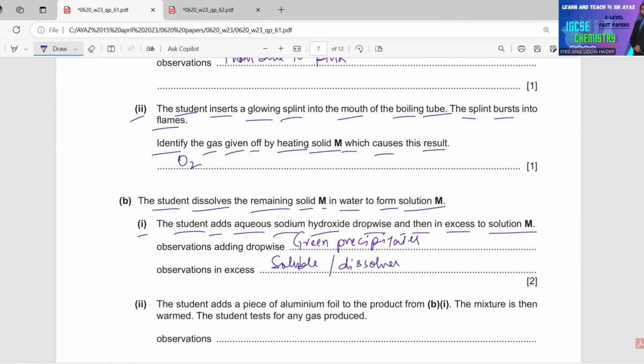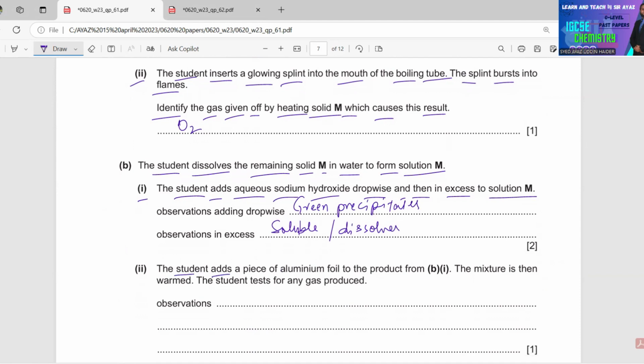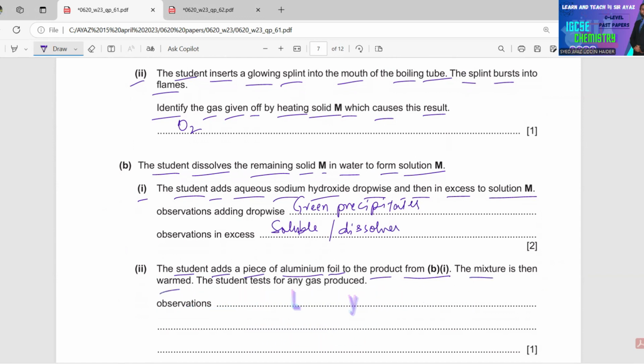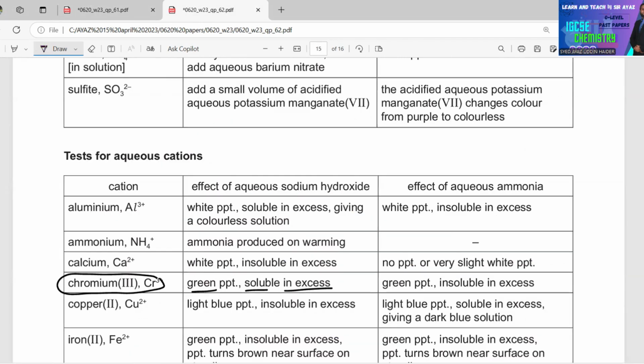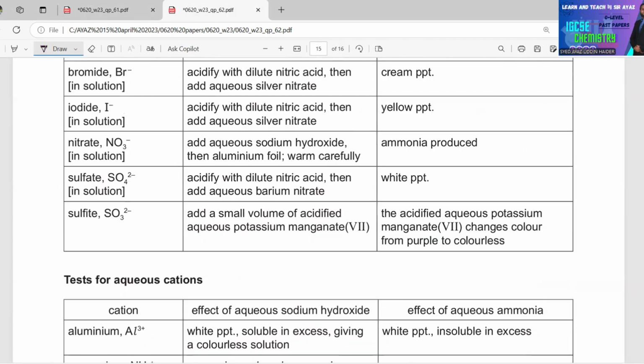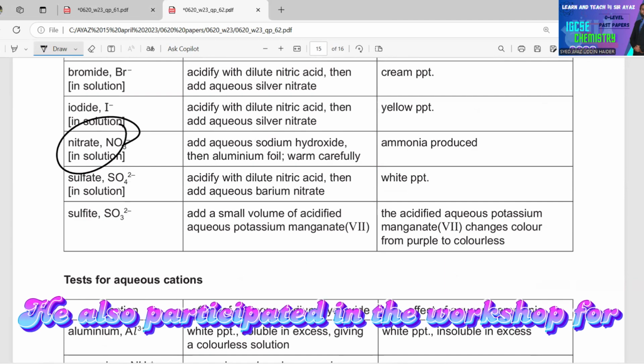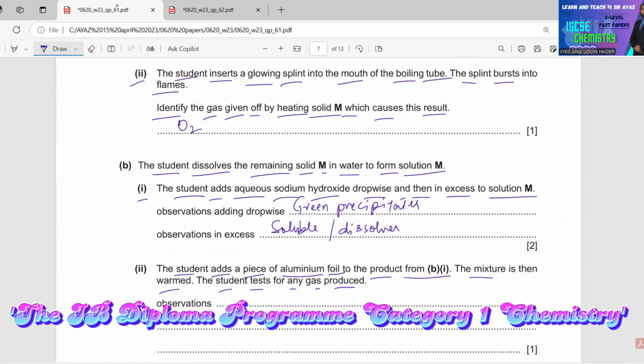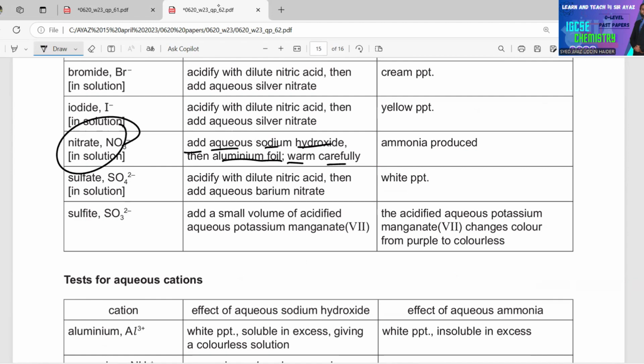Number 2, the student adds a piece of aluminium foil to the product from B1. The mixture is then warmed. The student tests for any gas produced. Observations. So if you look at this salt, it contains nitrate ion, and the test for the nitrate ion, an anion, is you will be adding aqueous sodium hydroxide and then aluminum foil. Warm carefully. You have already added sodium hydroxide. Now you have added aluminum and warming it, which means the gas produced must be ammonia.